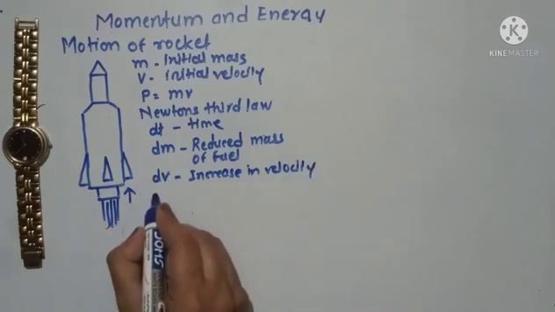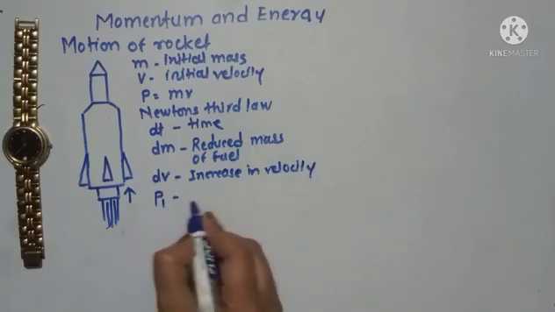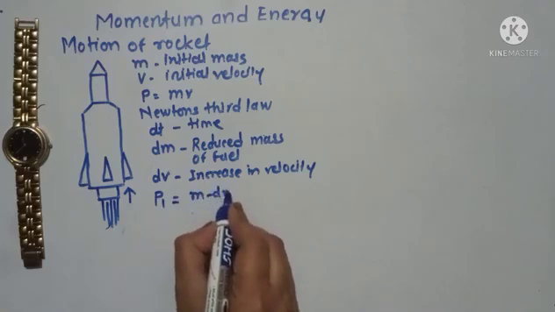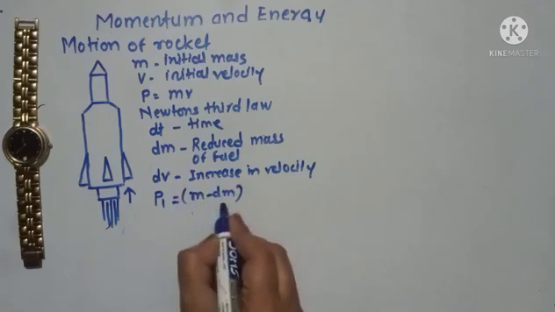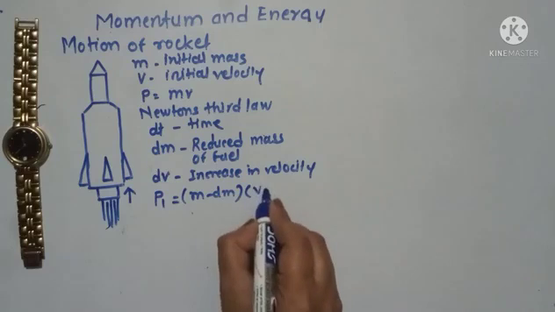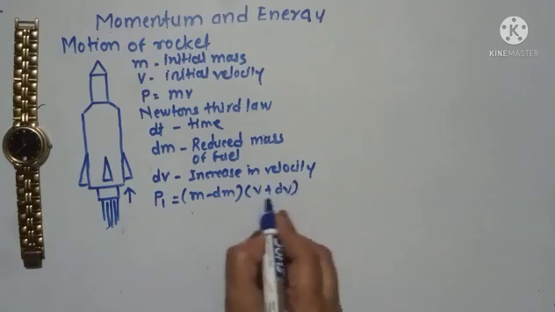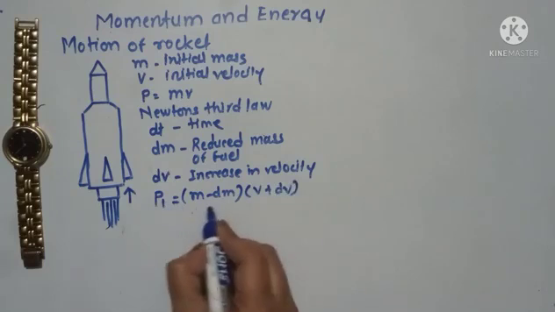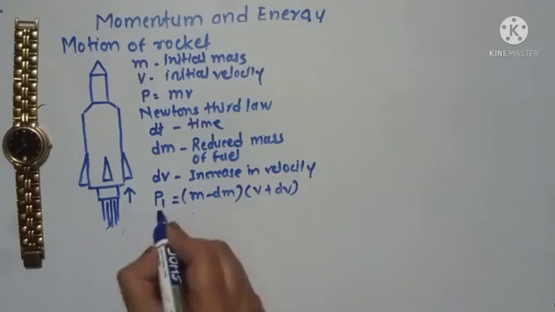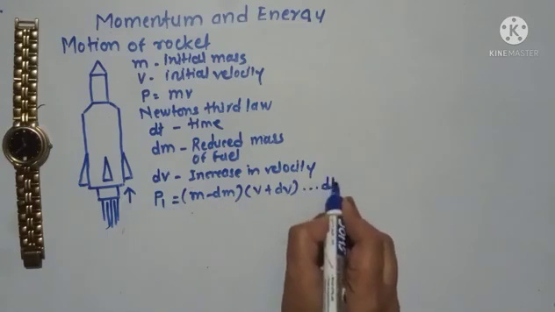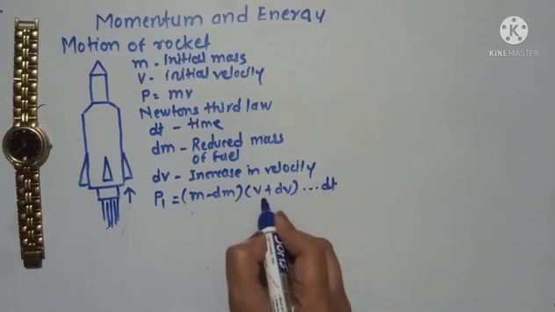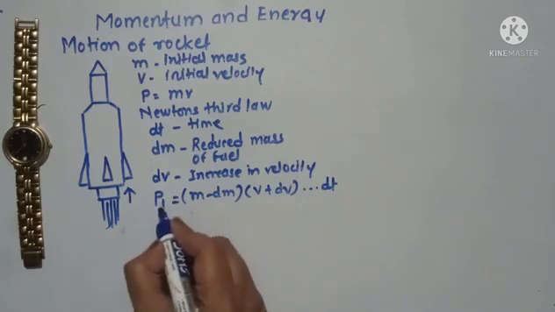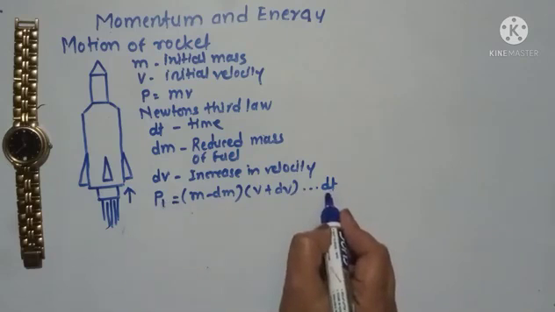So we can write, at time t, let us call the momentum p1. So this p1 will be (m minus dm), the remaining mass at time dt, into (v plus dv), the increased velocity at time dt. Therefore the momentum is nothing but mass into velocity. So at time dt the mass is m minus dm and the velocity is v plus dv. Therefore p1 is the momentum at time dt.